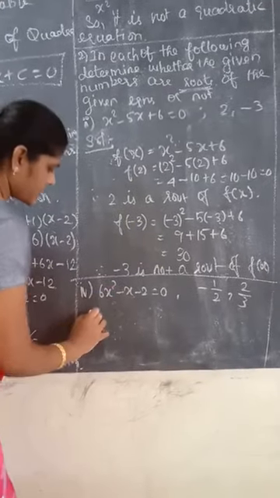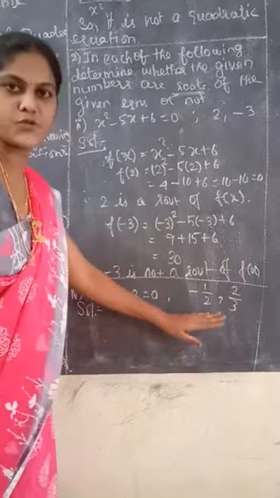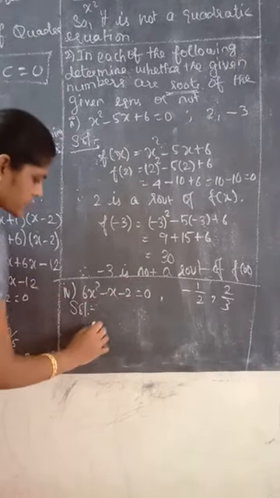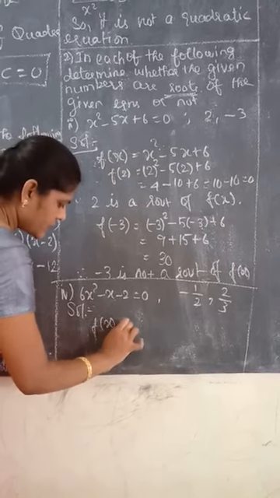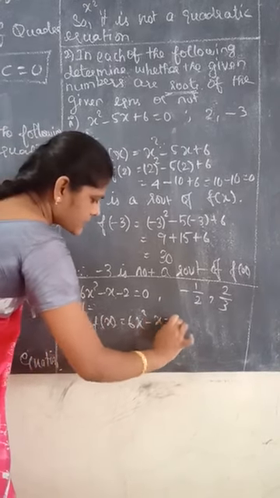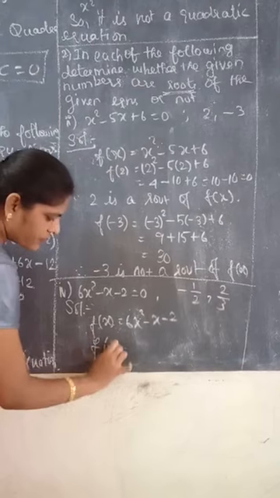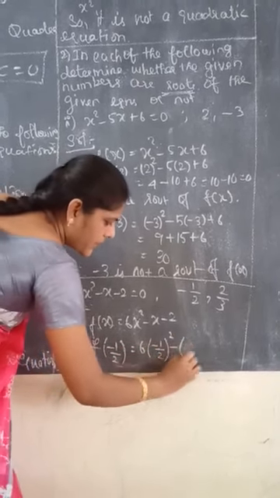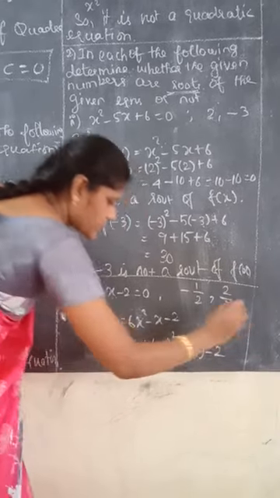We need to check this also in the same manner. First you need to substitute minus 1 by 2 in the given equation, next 2 by 3 in the given equation. So f of x equal to 6x square minus x minus 2. So f of minus 1 by 2 equal to 6 into minus 1 by 2 whole square minus of minus 1 by 2 minus 2.